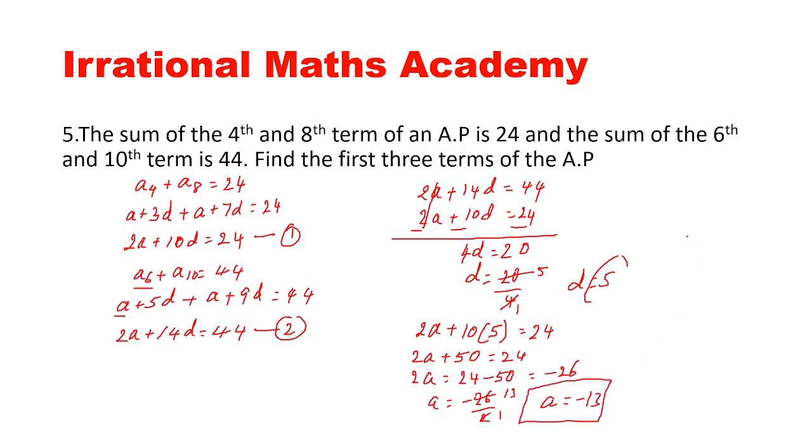Right? So now since I got the A value and D value, they are asking me to find the first three terms. So A, A plus D and A plus 2D, and so on. But we'll write only the first three terms. So A value is minus 13. Minus 13 plus 5, minus 8. Minus 5, minus 3, and so on. So these are the first three terms of the given AP.